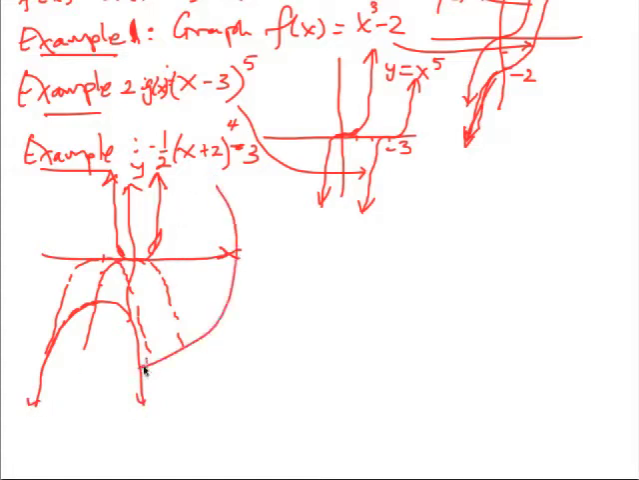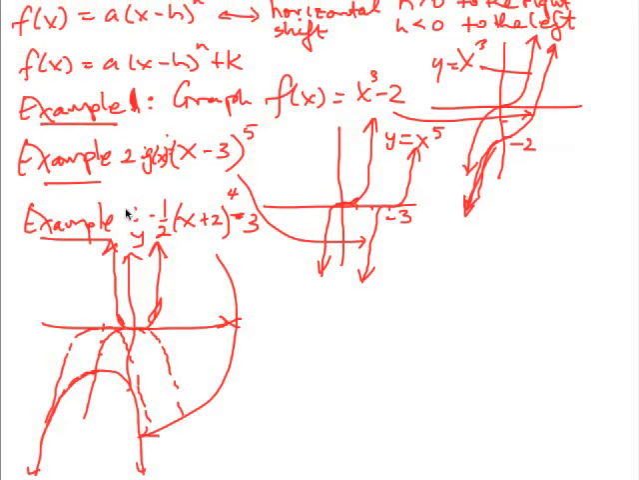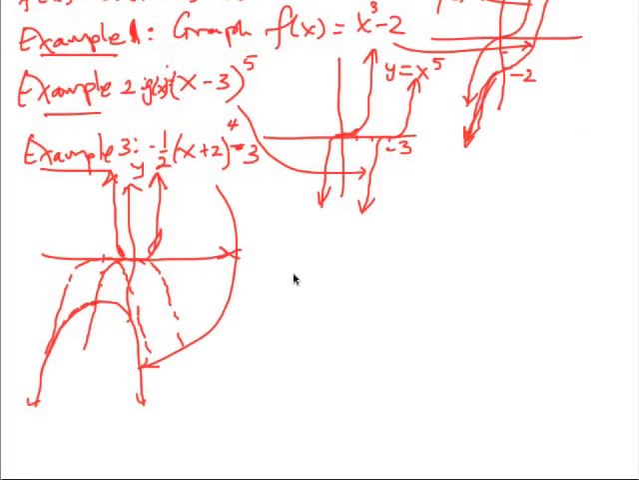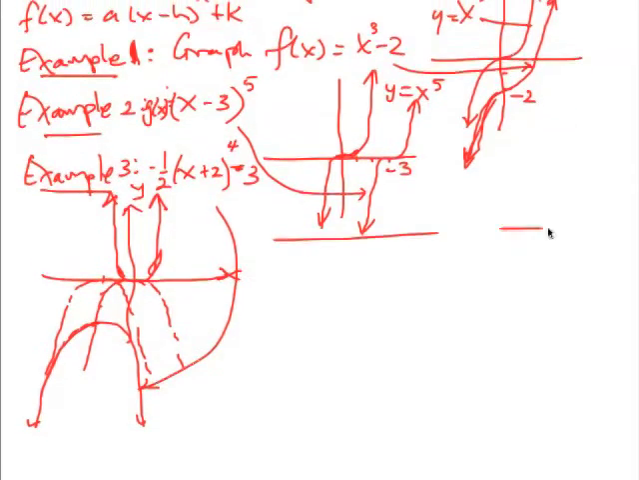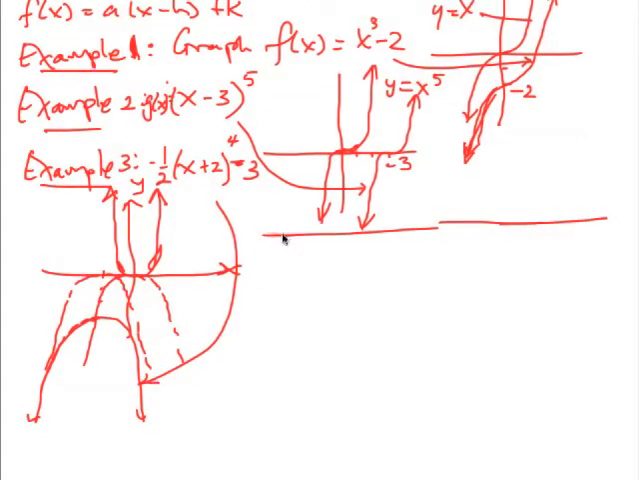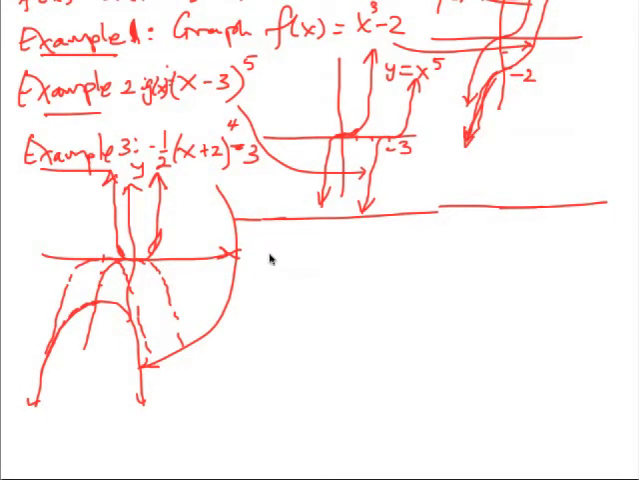And there it is. Okay. Alright, so that's example 3. Okay, so you can see how the translations are all still working quite well. I now want to talk a little bit about what happens if we have an even degree polynomial.